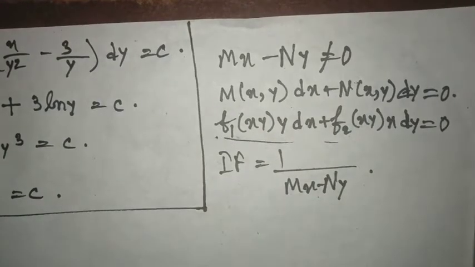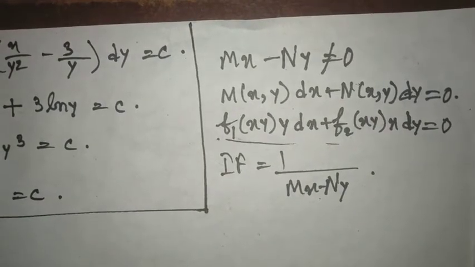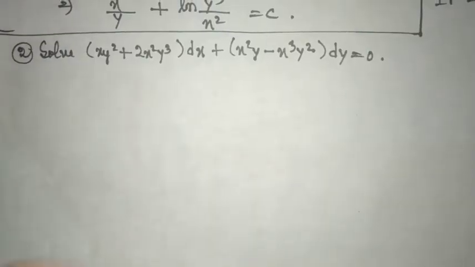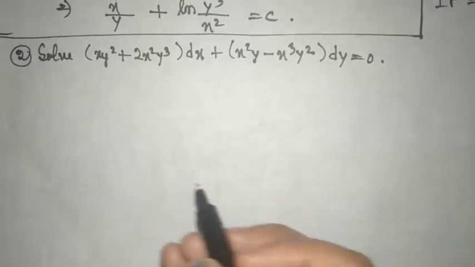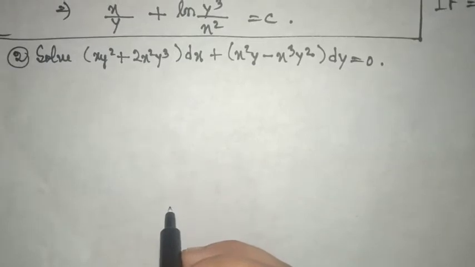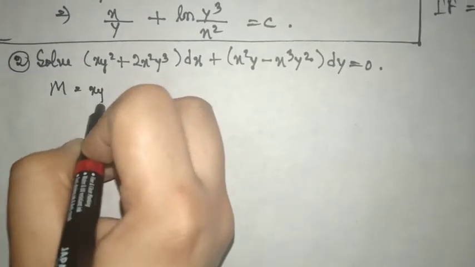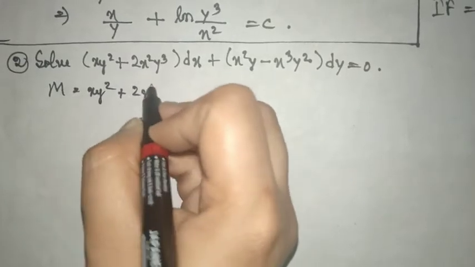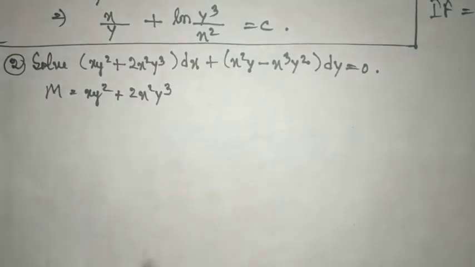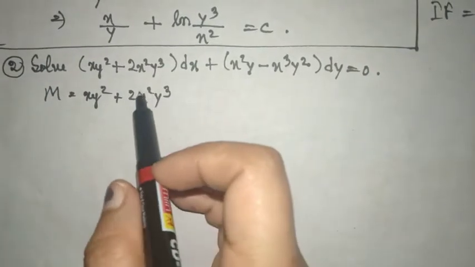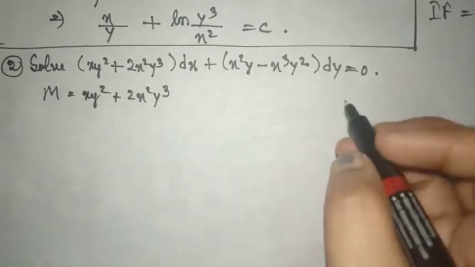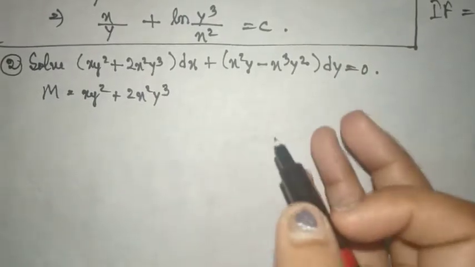Now let us see one example from this form. This is the example of that second type. Here M is x y square plus 2x square y cube. So this can be written in this form, that is f of xy into y.